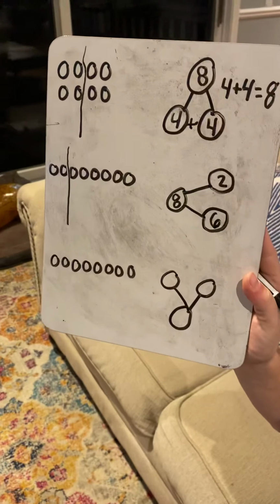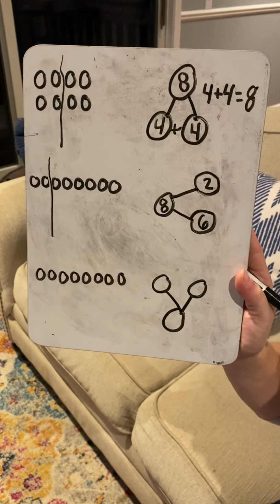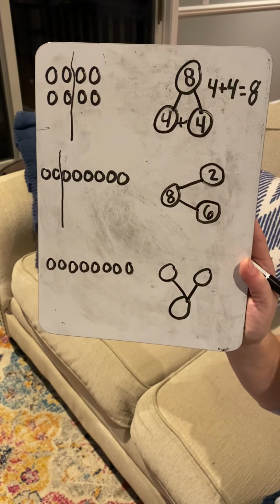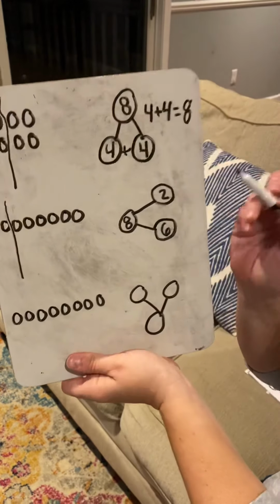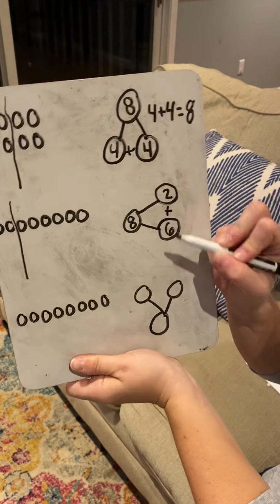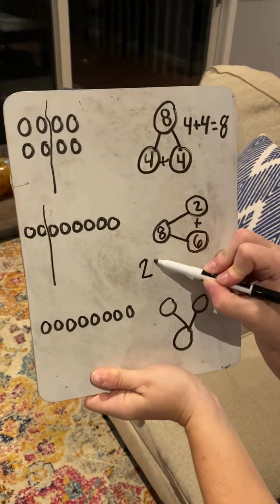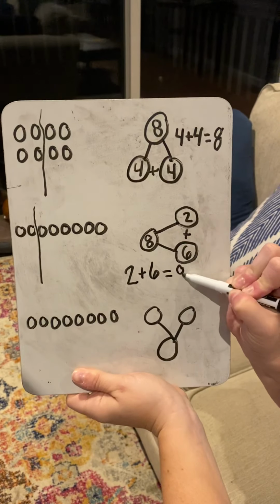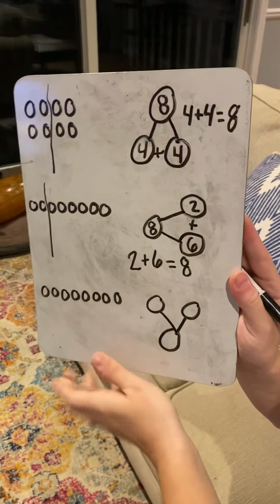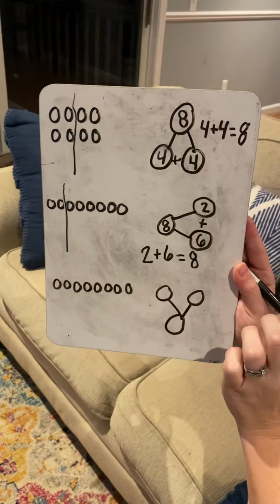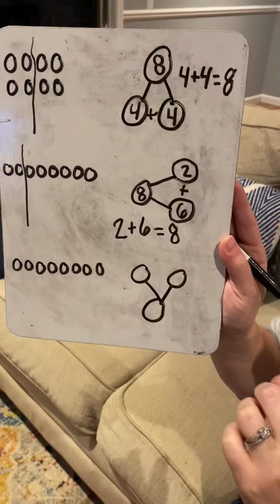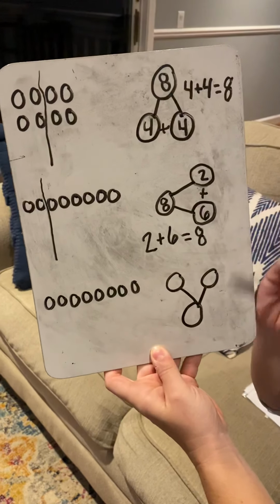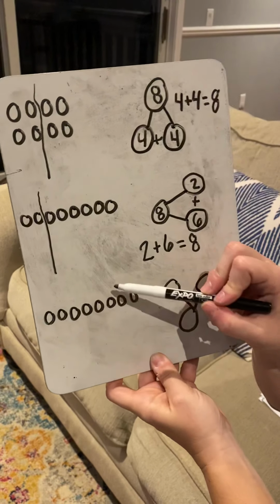So what would my equation be that matches my number bond? Think about it. Good. We're adding those 2 parts together. 2 plus 6 equals 8. Or 6 plus 2 equals 8. When you're adding, it doesn't matter what order the parts go in. My last one down here, I'm going to do another line anywhere between the circles.